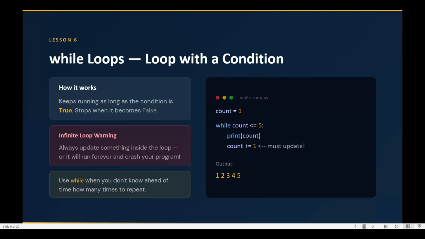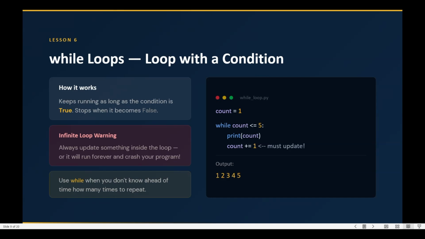So we have landed on the next topic, which is the while loop. A while loop is nothing but a loop with a condition. In a for loop, we didn't see any condition, but in a while loop, it runs with a condition. So how does it work? It runs the program till the condition is true.